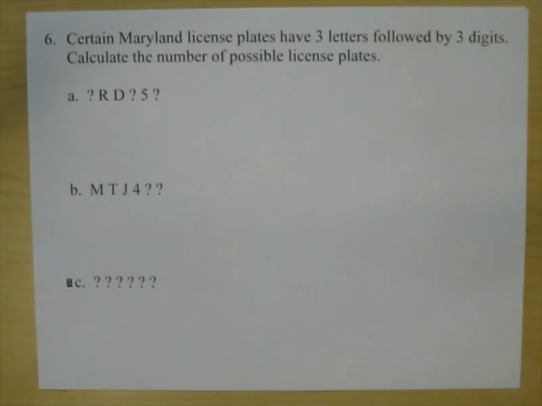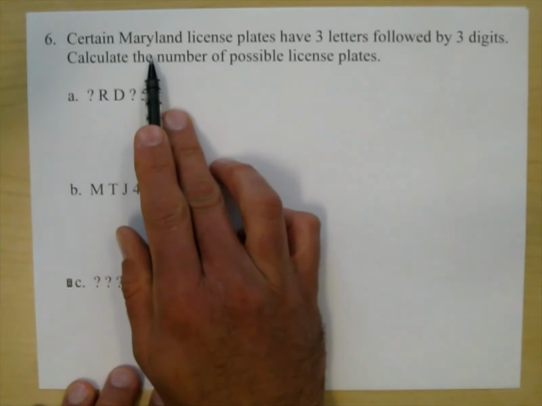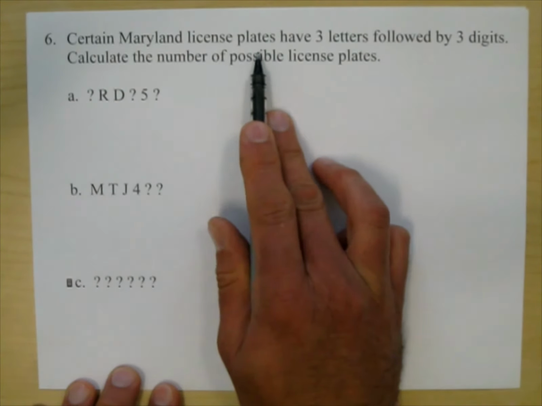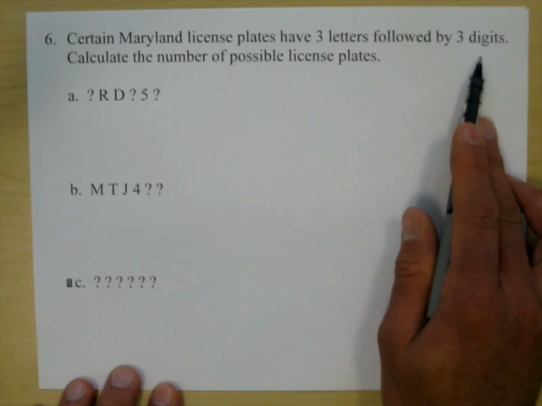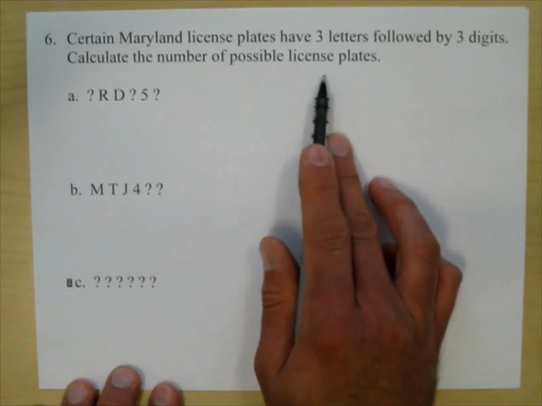Okay. In your homework, I believe you have California license plates. So, because we were talking about the state of Maryland, we are going to talk about Maryland license plate numbers. Certain Maryland license plates have 3 letters followed by 3 digits. Calculate the number of possible license plates.